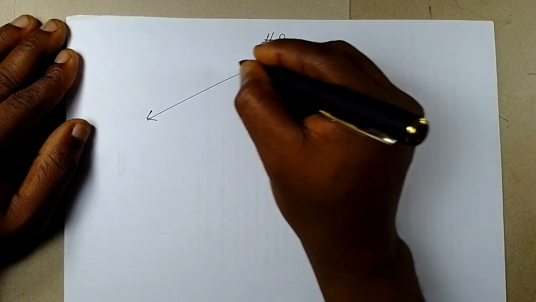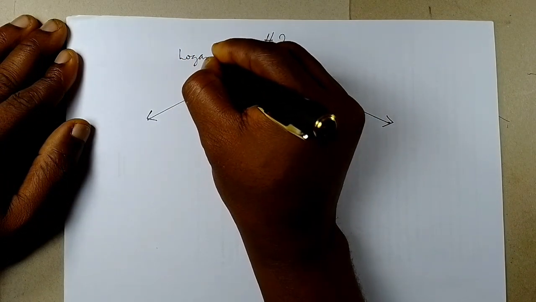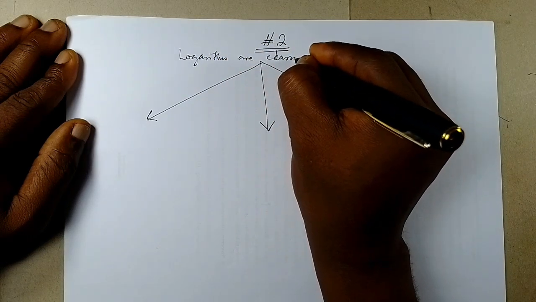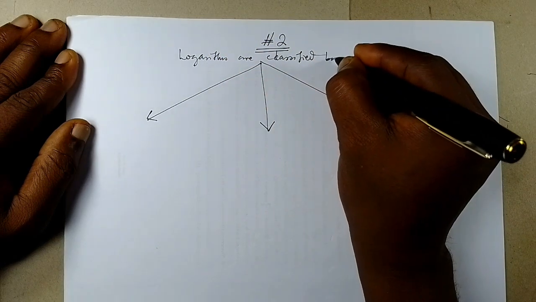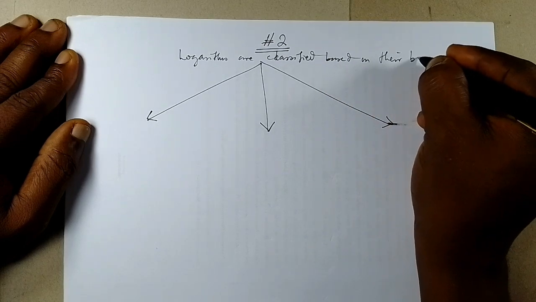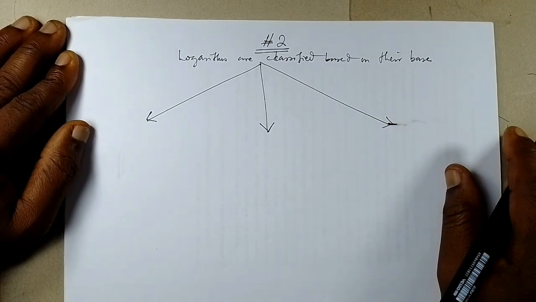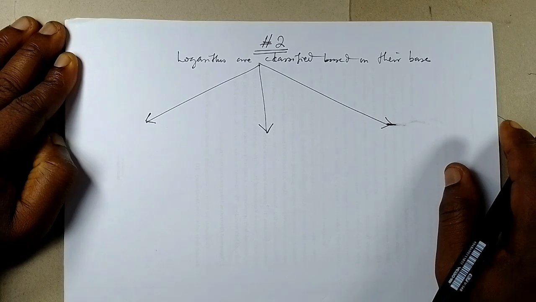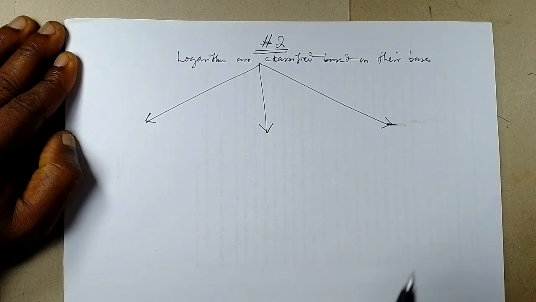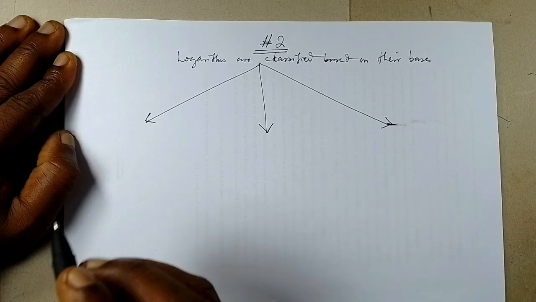So I'm going to put it here. Logarithms are classified based on their base. Okay? Logarithms are classified based on their base. Based on their base, it now amounts to the following. So there are 3 types of logarithms.